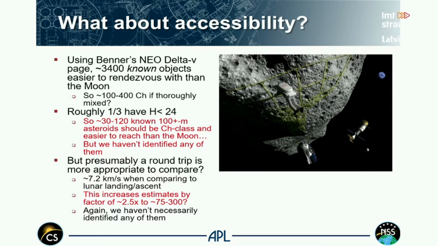Talking about this with Chris Lewicki, he said, well, it's not clear what the correct thing to compare it to is. Maybe you'd really want to compare it to a round trip from the lunar surface, because that's the other place where you might get water. So that ups the delta V considerably, because you have to get down to the surface of the moon, you have to get back off. If you compare it to that, then maybe you're looking at 2.5 times more objects still. So there might be as many as 300 CH asteroids easier to do a round trip to than the surface of the moon.